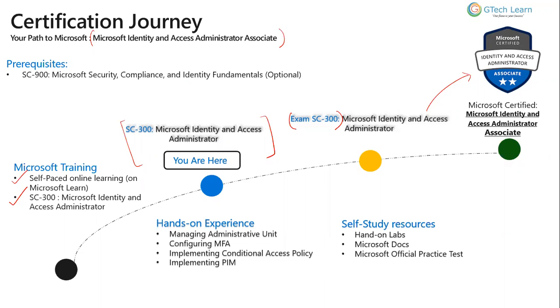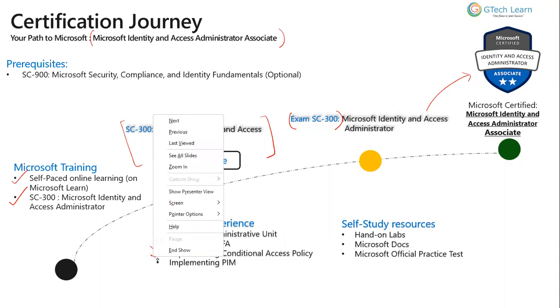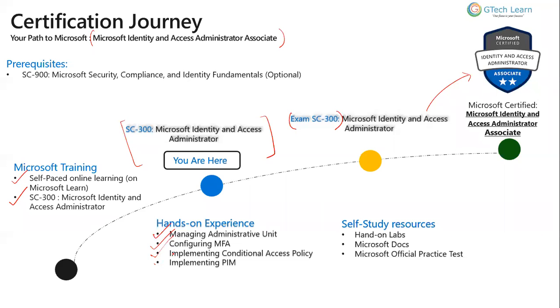Apart from that, once you are done with your training, you will be able to manage the administrative unit, configure multi-factor authentication, implement the conditional access policy, and implement PIM, that is privileged identity management. You can also work with self-study resources like hands-on labs, Microsoft Talks, and the Microsoft official practice test.